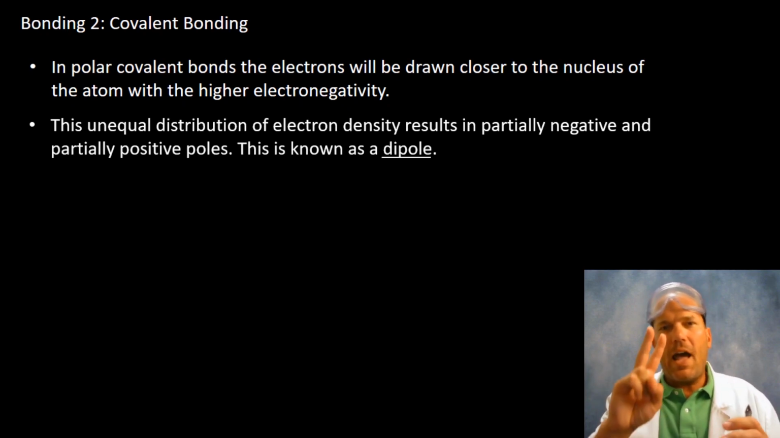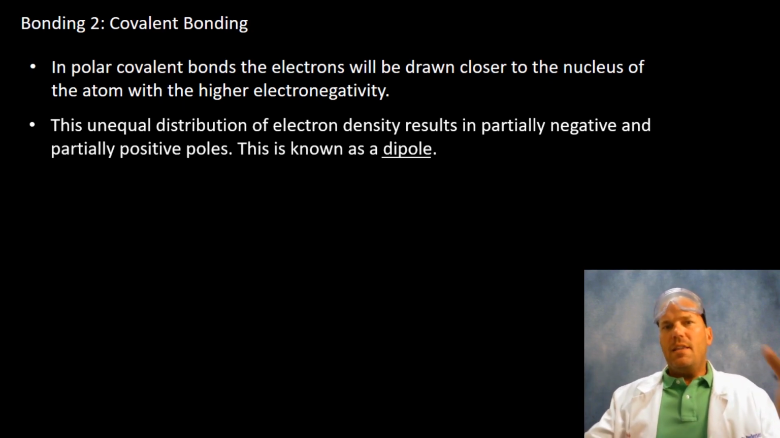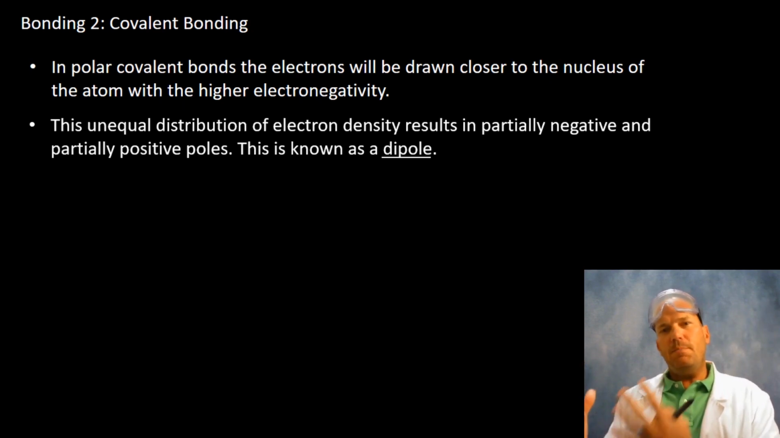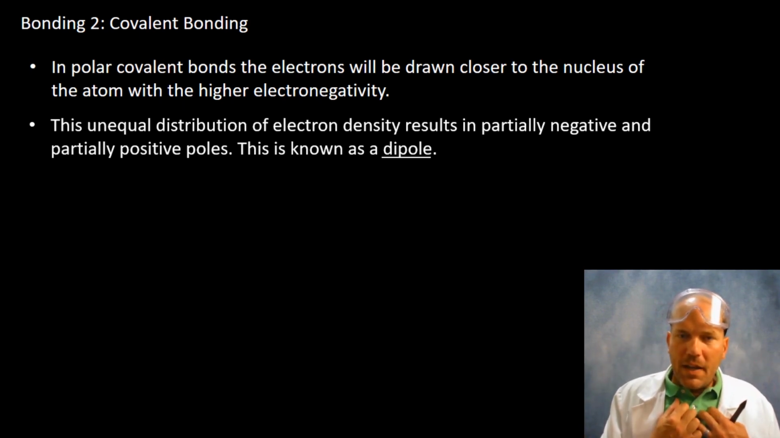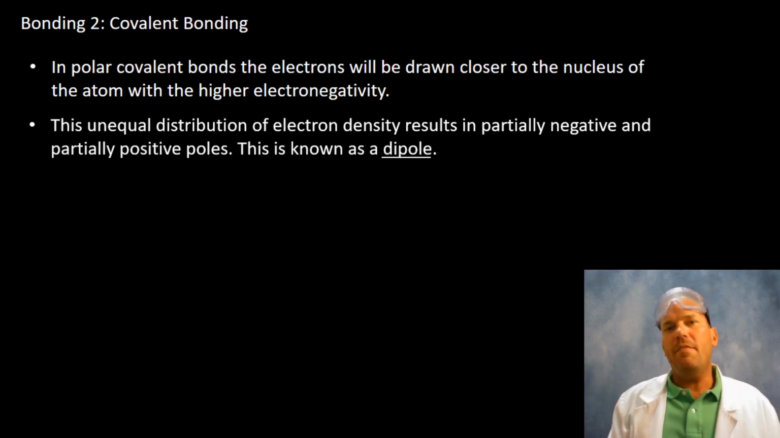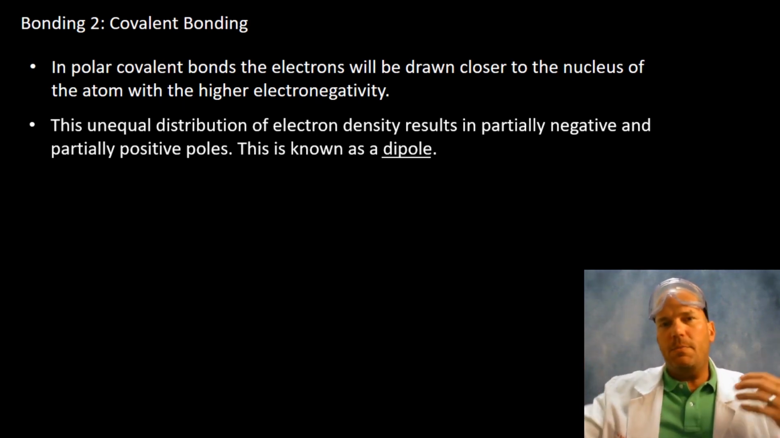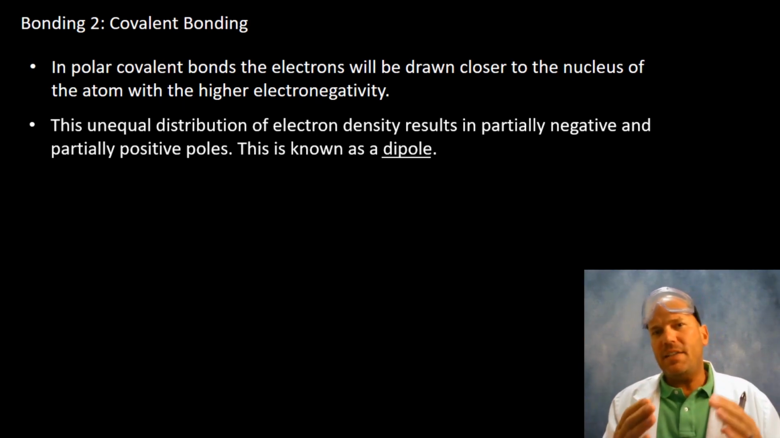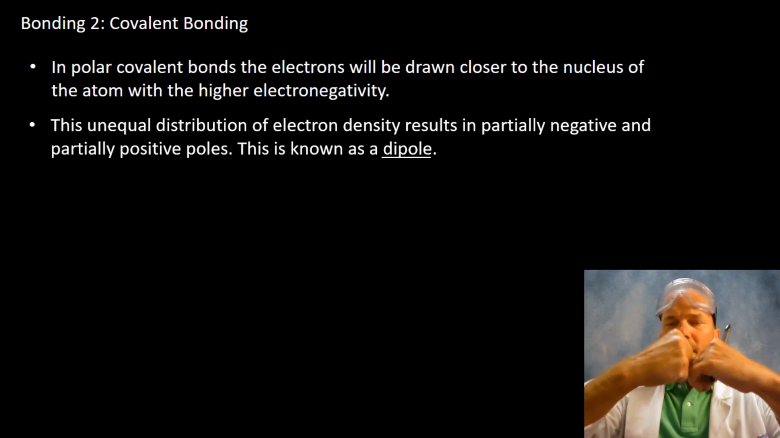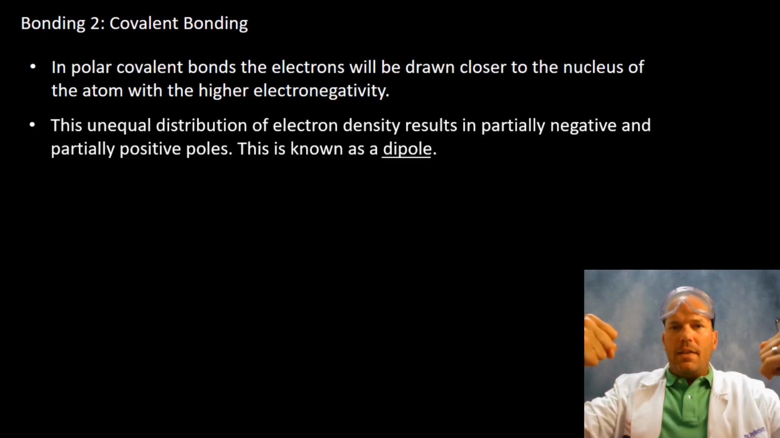Now, the prefix di means 2. What you get is essentially the more electronegative species in the bond is going to have more of the electrons and is thus going to have a greater negative charge compared to the other species. The other species still has electrons, but less of them. So what you get is a dipole or a dipole moment, as they're called, that sets up between species.